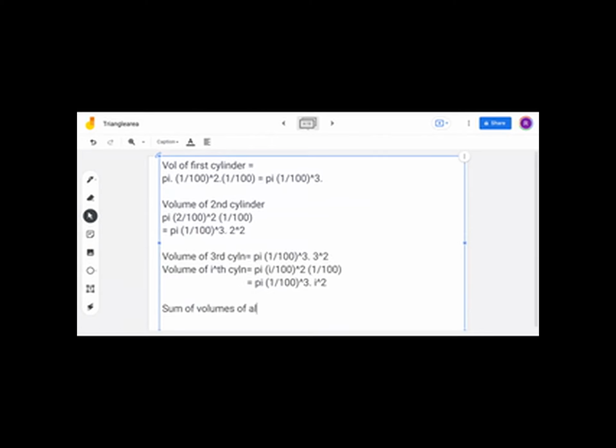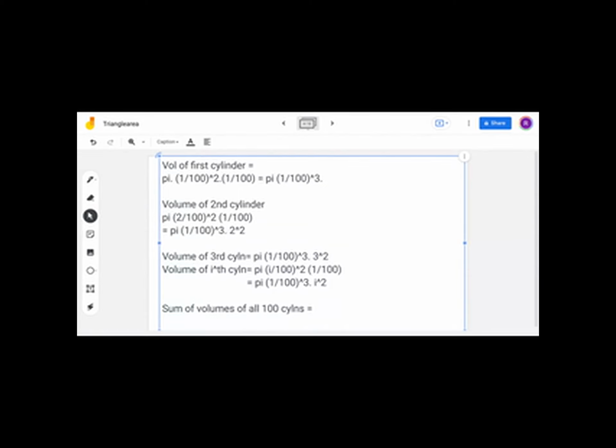Volume of the cylinder. Volume of which one? Add up all these. The first one is this much, the second one is this much, the third one is this much. The fourth one will be this time 4 squared, and so on and so forth.